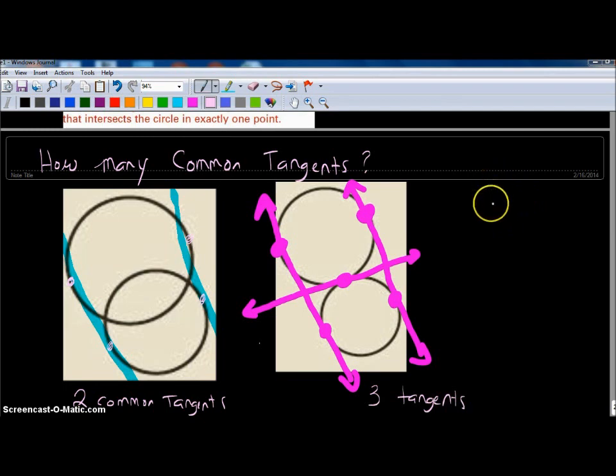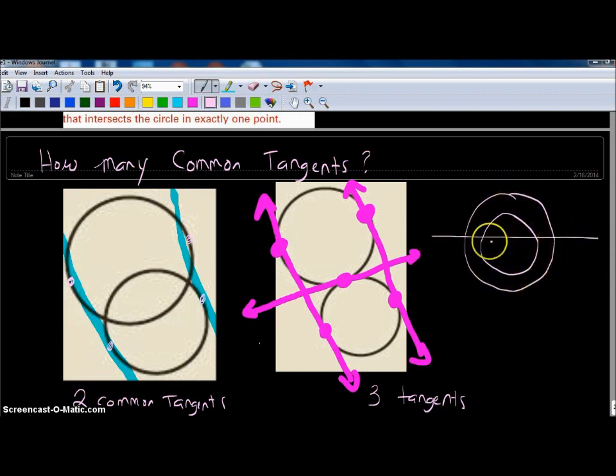An example of 0 tangents would be something like a donut. That'd be one circle. Here's another circle. So we try to come in here, well, we touch the circle more than once. That doesn't work. We try to come up here, we only touch it one time. We come right here at the bottom, we only touch it one time. We try to go up and down, we touch it more than once. It doesn't work. So those two circles, like a donut, have 0 tangents.